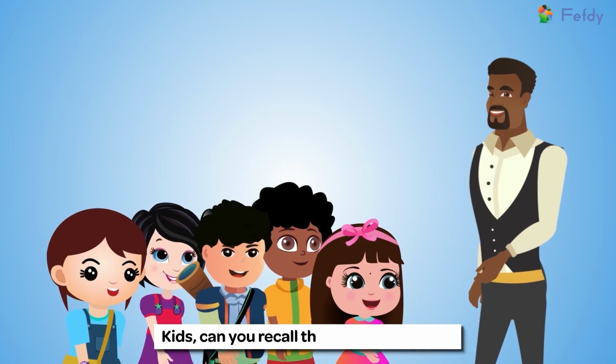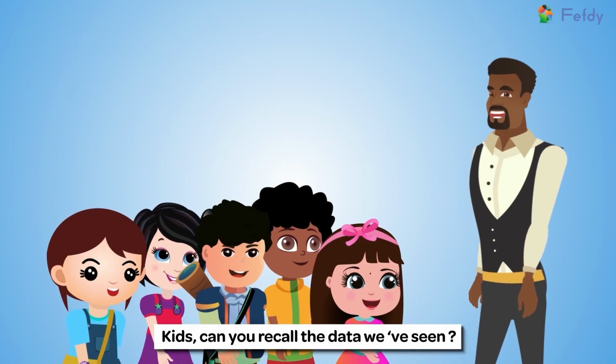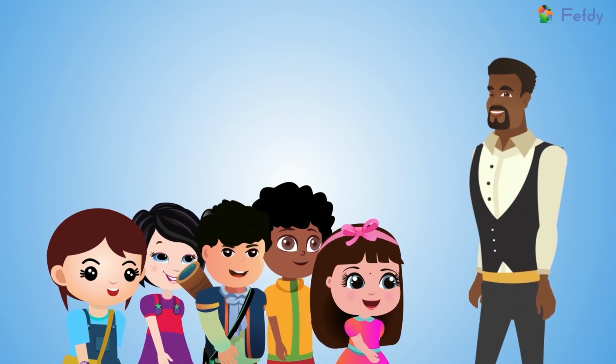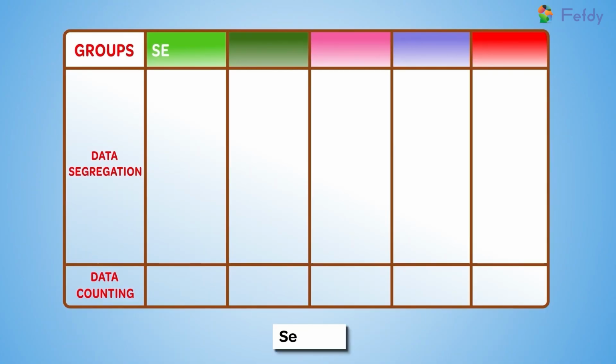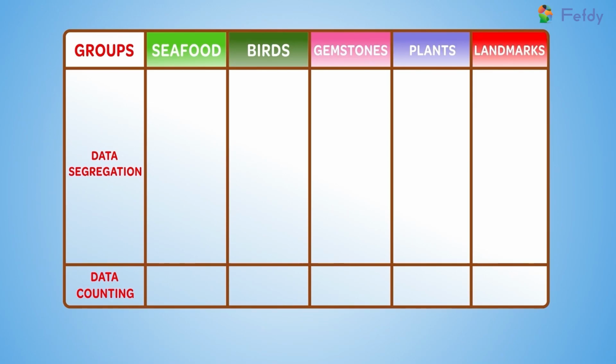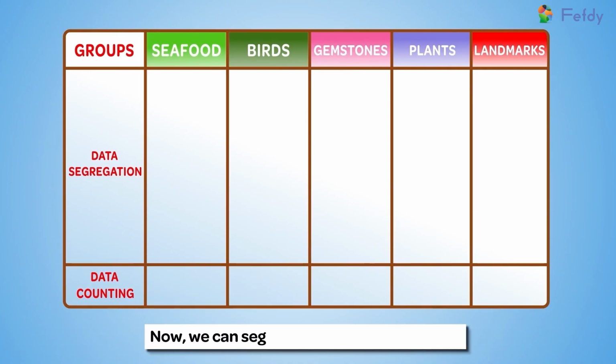Kids, can you recall the data we have seen? Can you name it? We have 5 data: seafood, birds, gemstones, plants, landmarks. We have 5 data. Now we can segregate the data.